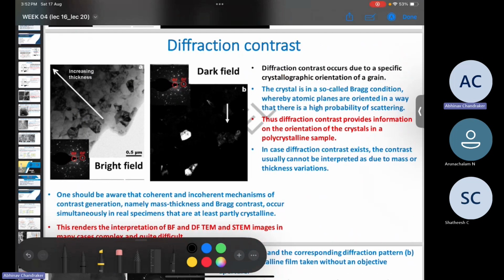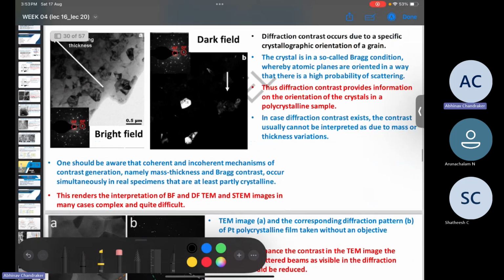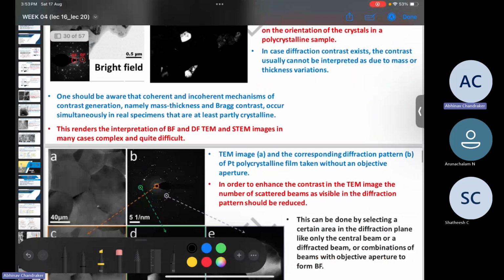And this diffraction is associated with some specific crystallographic orientations. So in the crystallographic orientation, in case of metallic specimens or with inorganic materials, we have orientations in which the atoms are arranged, and that has an effect on the diffraction contrast too. I think we'll cover that in the later slides.